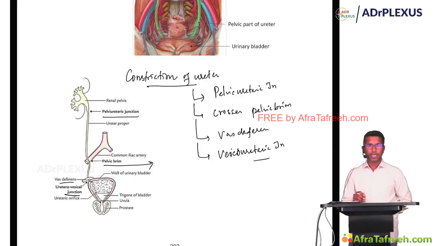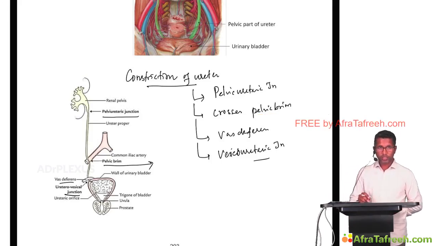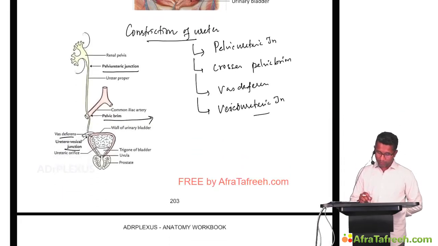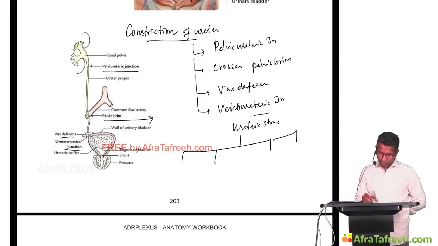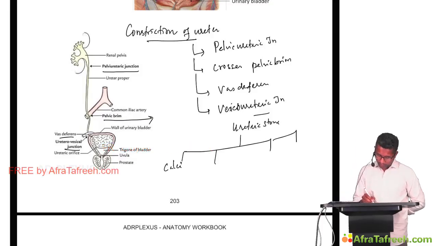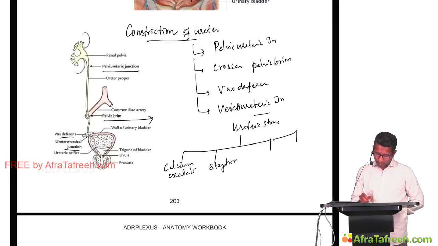So these are the areas where you see the constrictions of the ureter, and the importance is the stones which are formed in this region. Since we have spoken about stones, a few things about ureteric stones. Ureteric or renal stones are usually of the following types. These are called calcium oxalate stones. Next are stag-horn calculi, also called triple stones.